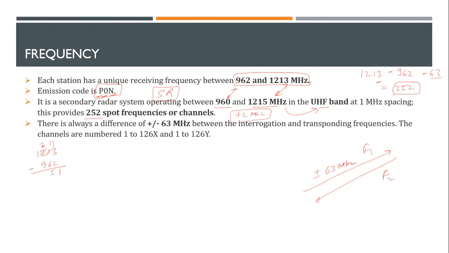Then you get 3. So this is already 1, 1. Yeah. So you get 251. And I told you it's plus 1. So 252. Okay. 252 is the number of spots available.